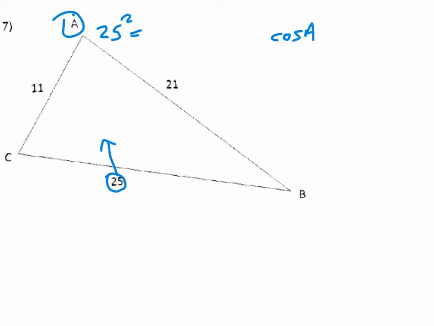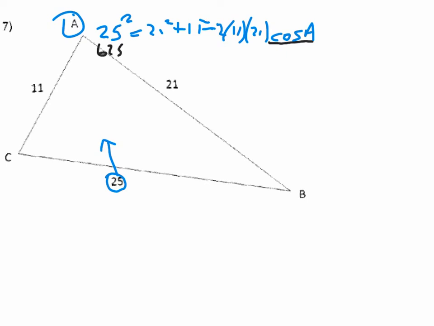And then everything else in the middle is the same as how it always unfolds. So we'll say 25 squared. Then we have 21 squared plus 11 squared minus 2 times 11 times 21 times cosine A. Ultimately, you're going to solve for this term, and then you'll inverse cosine each side. In order to do that, you need to get everything that's with it out of there. So we can simplify some things first.